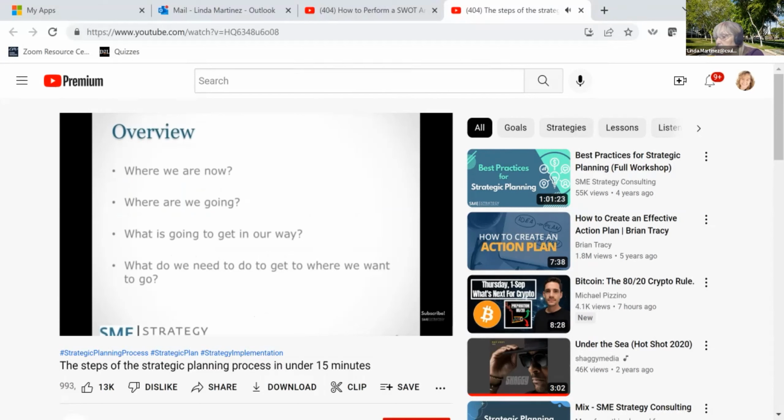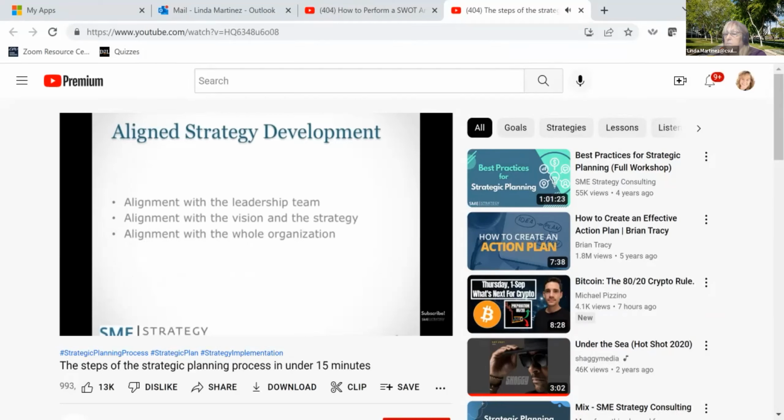So, strategic planning process. When we do it, there's basically 4 components. There's where are we now, where are we going, what is going to get in our way, and what do we need to do to get to where we want to go. In our aligned strategy development process, there's 3 types of alignment. Alignment with the leadership team, so making sure everybody on the leadership team is on the same page, that's board or leadership. Alignment with the vision and the strategy, and alignment within the whole organization, so top down, bottom up, everybody's on the same page.